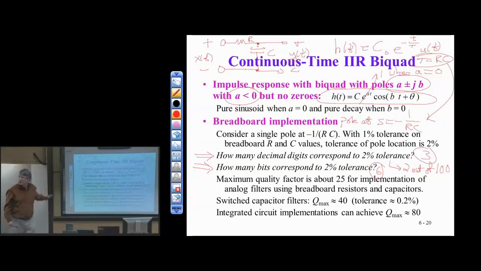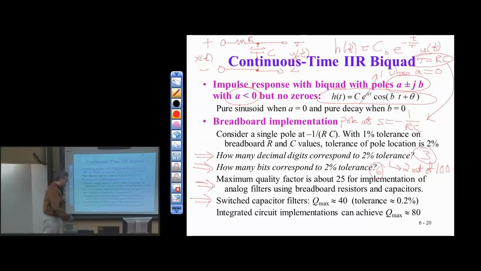So what this leads us to is some unusual things, I guess. This is from talking to analog designers, which I'm not one. But for breadboard components, they tell me that the maximum quality factor they can really implement with passive components, just an RC network, is 25. For switched capacitor, which is a little bit more involved, an active circuit, Q can be a little bit higher. And then in IC design, you can get a little higher than that, but it takes a lot of effort.